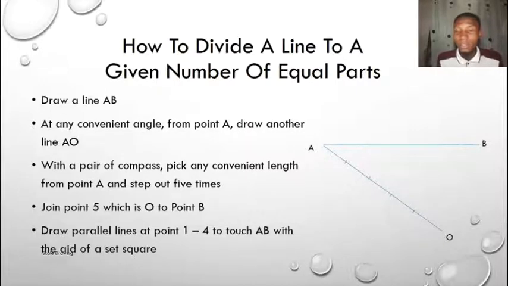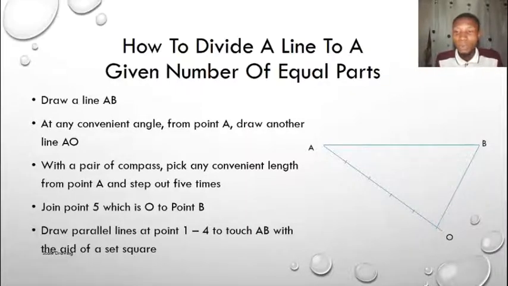Assuming the convenient length you choose is 5 millimeters, the marks you've made will be 5 millimeters apart in 5 different places. I haven't done that. Then the next thing you're going to do is to join point 5. Although I didn't number the points, I decided to choose O as the point there. So it's going to be OB. If you do that, you have your points O and B joined together with a line.